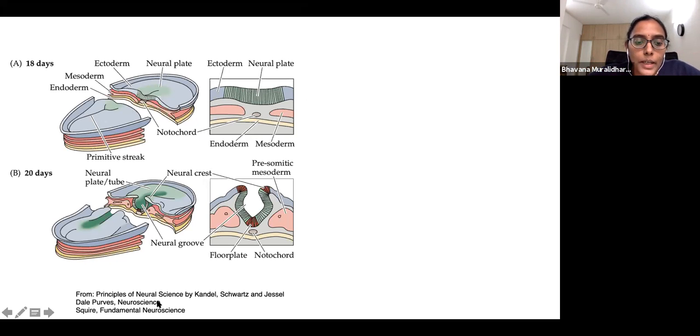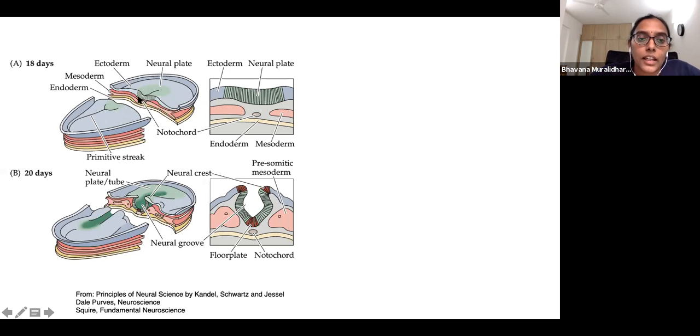In all my slides which are going to come, all these early patterning events are taken from 3 textbooks: Principles of Neural Science, Dale Purves' Neuroscience, and Squire's Fundamental Neuroscience. Otherwise, if it's not mentioned, it is from those sources. And I've also taken some papers to highlight some of the important molecules which function in the patterning.